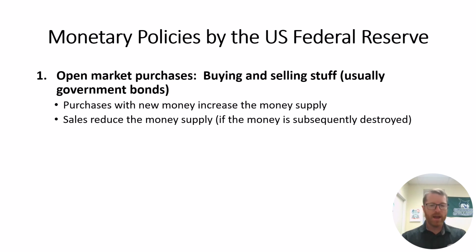Now, how do they do that? How does the Fed actually go in and manipulate prices and interest rates in the economy? Well, they've got four primary tools, and we'll talk about which of these are most important, but we'll start with what I think is probably the easiest, which is open market purchases. It's a really simple idea.